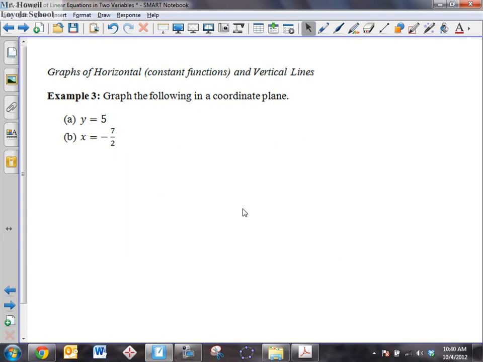So example three. Here, we're given horizontal and vertical lines as the topic name. Horizontal lines are called constant functions. It's good to know that. You're going to use that over and over again. Now, here's what I want to do. I want to look at these individually, part A and B, and I want to ask somebody for help. For part A, if I wanted to write that equation, but I wanted to have x in there somewhere, like we've had in the other ones, like 2x plus 3y and such, how would I write the first one for part A?